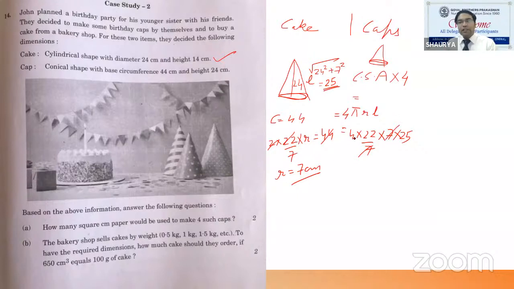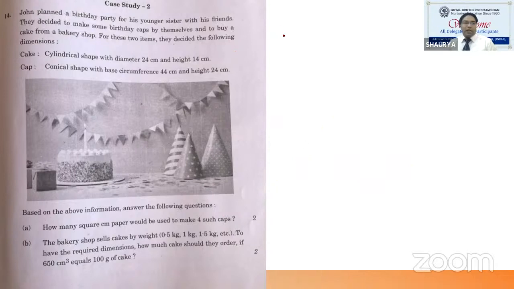So 25 4s are 100, and 22 is 2200 centimeters square would be the answer for part A. Okay, let's come to part B.